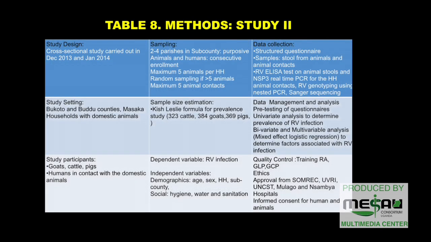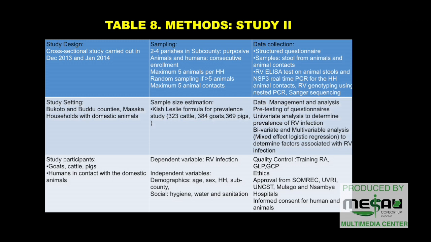So this was also a cross-sectional study. It took place in December 2013 and January 2014. It took place in Masaka district, and we studied cattle, goats, and pigs, and we targeted younger animals. Younger animals less than 2 months in the household, but we would also recruit those which are older. And then we recruited the humans that were in contact with these domestic animals in these households.